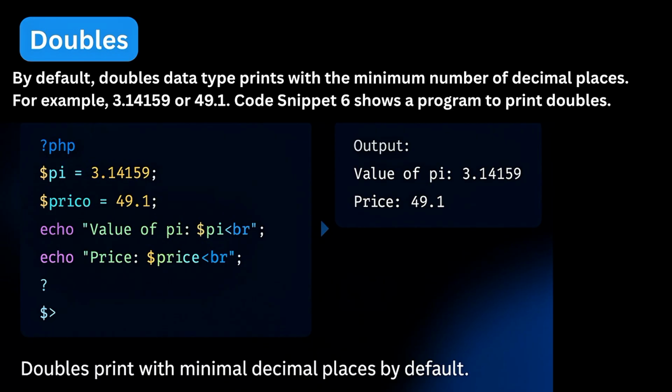Doubles in PHP represent numbers that include a decimal point. They print using the minimum necessary number of decimal places by default. PHP automatically converts integers to doubles when precision is needed. While doubles are powerful, they can introduce minor rounding errors, something to be aware of in financial or scientific applications. By mastering doubles, you can perform accurate calculations and handle real-world numeric data effectively in PHP.